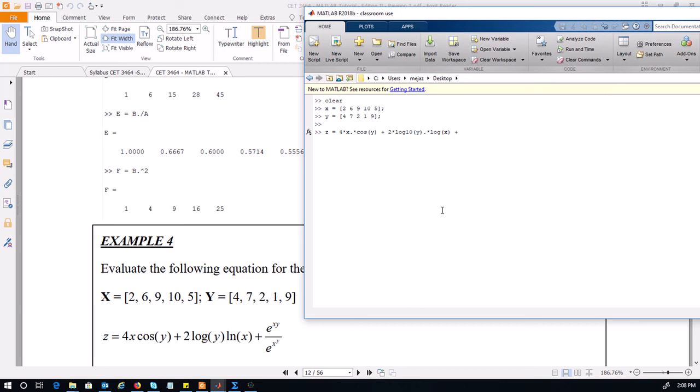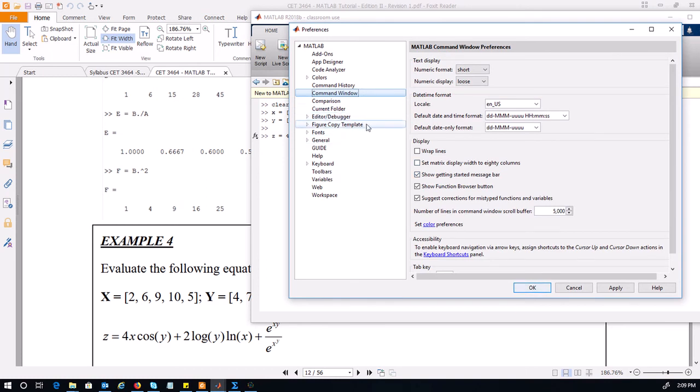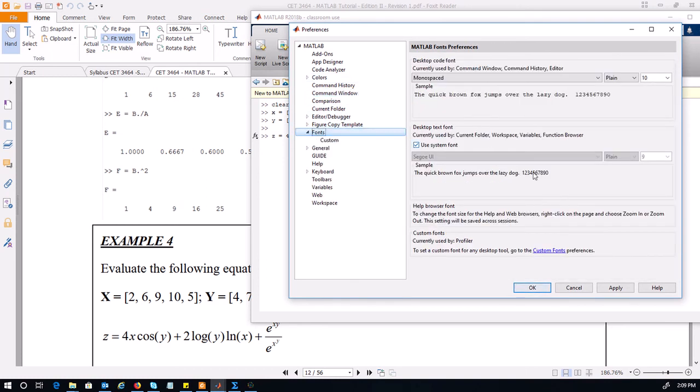In MATLAB, the exponential function is exp. Exponent of xy, x times y, and before the multiplication I put a period because x and y are both vectors, divided by. Remember, this division is only between the exponent functions, so I'm not going to put any parentheses or anything: exp of x to the power y. So once again, observe. I can make it a little bigger. I'm pretty sure you can see it easily, but I can change the font size.